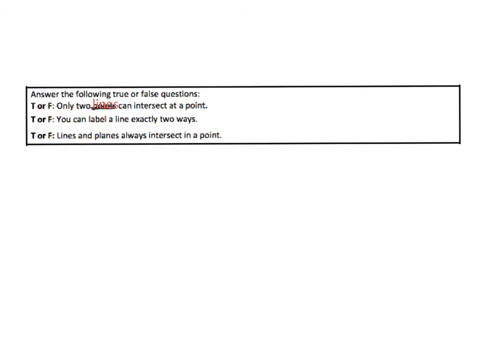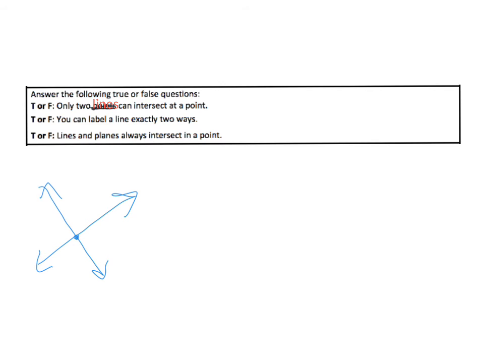Okay, we're going to use what we've learned so far to help us answer these 3 true or false questions. The first question says only 2 lines can intersect at a point. Whenever you're trying to answer questions like these in geometry, the easiest strategy to start with is usually just drawing a picture. It's easier to try and envision it. So here, it's talking about 2 lines. So here's a line. Here's a line. We know they're intersecting at a point. Here's our second line. Here's the point they're intersecting at.